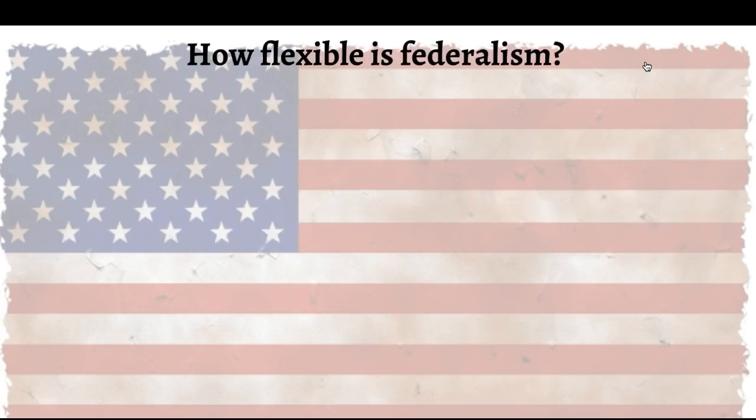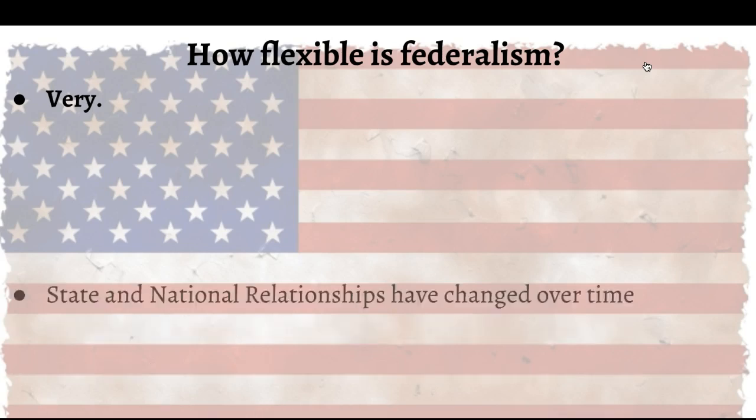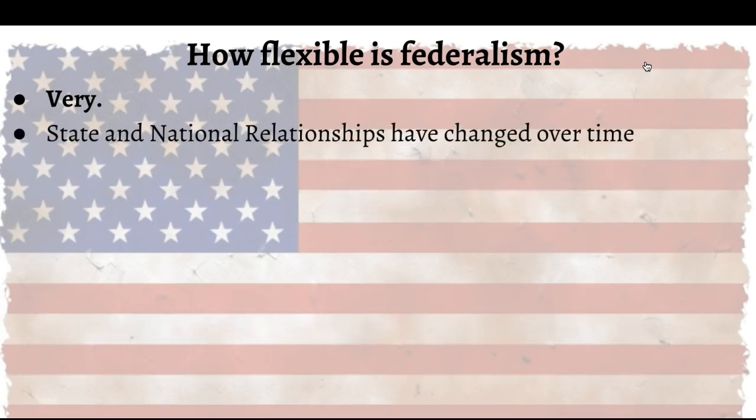All right. So, how flexible is federalism? Very. It's extremely flexible, and it allows for a lot of change in the problems that face the nation, and the relationships between the states and the national government over time. We see the state and the national relationships change significantly throughout the history of our nation. And so federalism has had to adapt, and it has taken the shape of different types over this period of our nation's history.